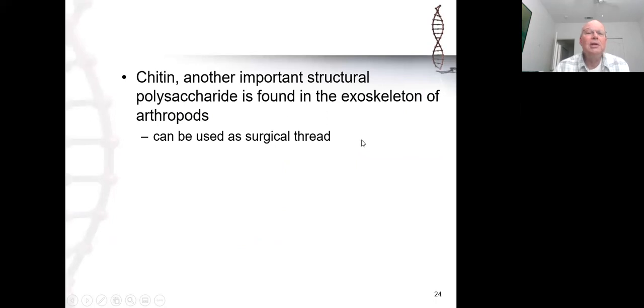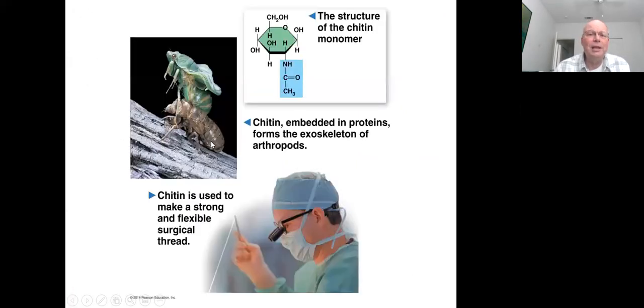This is called chitin. Some people say chitin, but I say chitin. I think that is the preferred pronunciation. It is a polysaccharide that is found in the exoskeleton of insects. It's made out of chitin. This is the chitin monomer. So you can see that it's a modified version of glucose where you've got this side chain containing nitrogen, a carbonyl group, and a methyl group. And this is linked together to form the chitin polymer that makes up the exoskeleton.